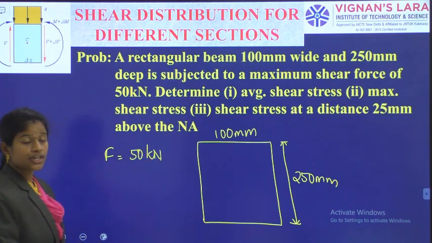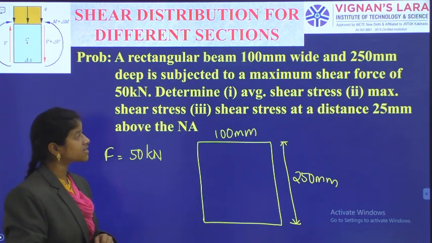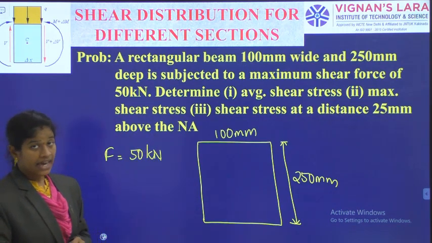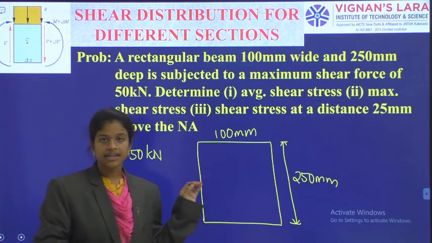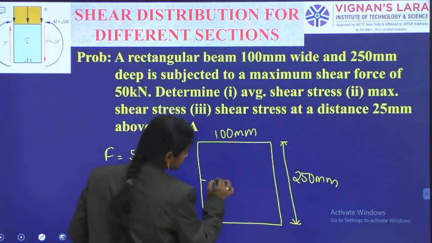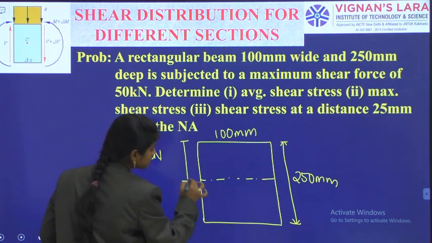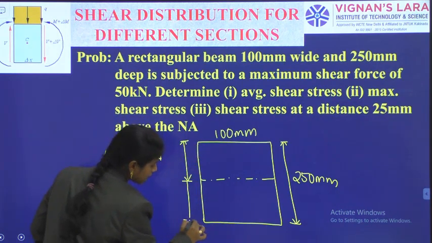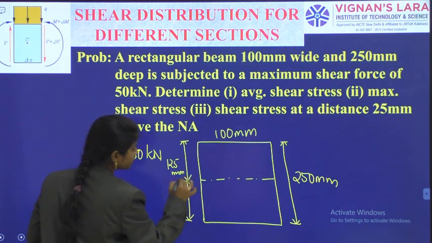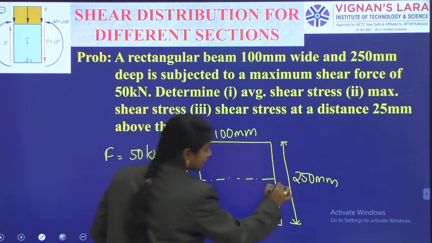And what they are asking us to determine: we have to determine the average shear stress, the maximum shear stress, and also the shear stress at a distance of 25 mm above the neutral axis. As it is a rectangular section, firstly I have to indicate the neutral axis level. For a symmetrical section, the neutral axis will be at half the total depth, which is 125 mm from top and 125 mm from bottom. In this way, we have got the neutral axis location as N and A.